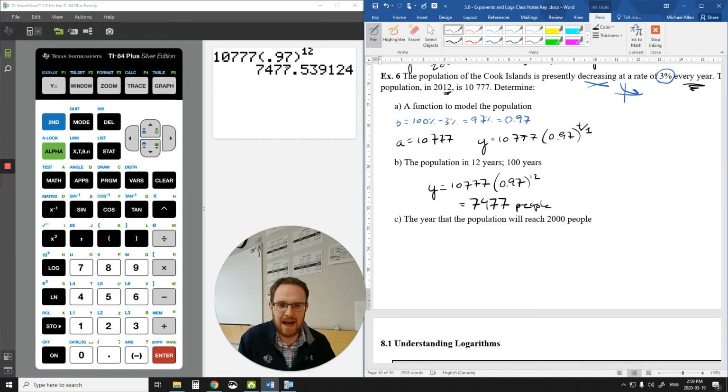We can't really have half a person, right? We take the population. It's your choice, round it up or down at this point. I believe rounding down would probably be a better solution for this one.